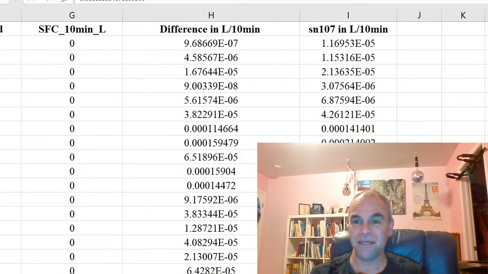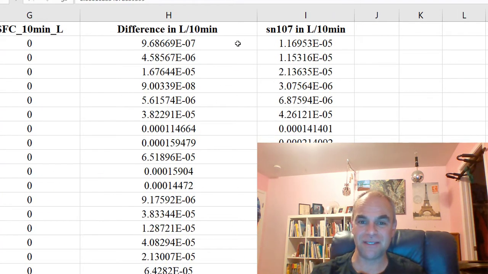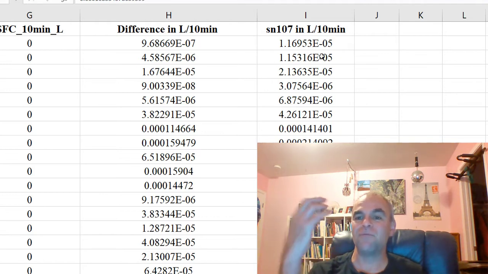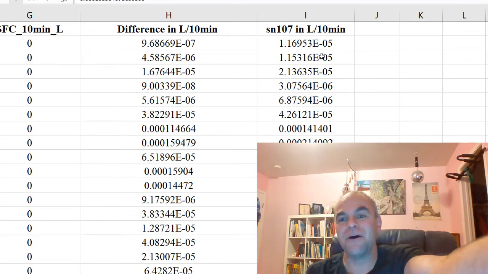And column I is just in the same units as column H. It's the actual, and in the same units as column G for that matter. In liters per 10-minute interval, it's the amount of water that is being collected by the FM-120 that's in front.